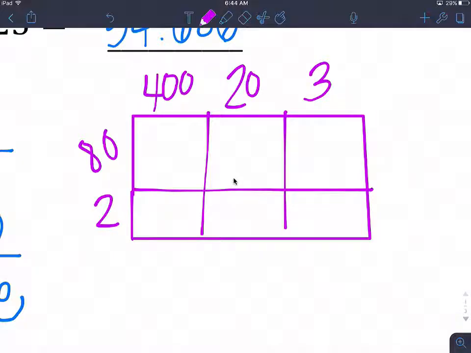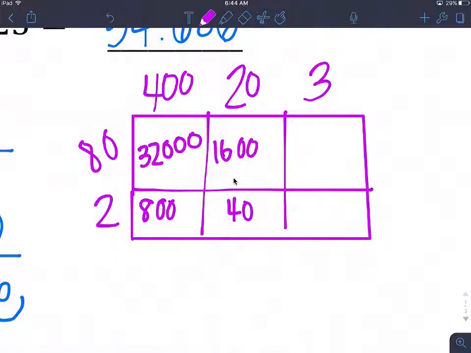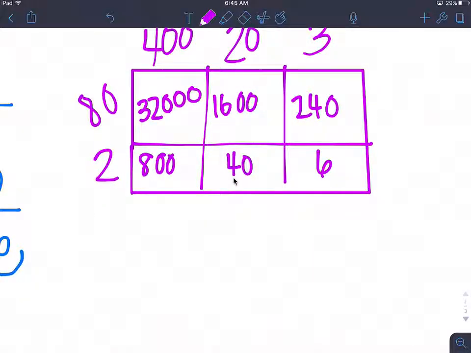So I can do 8 times 4 in my first box. 8 times 4 is 32, and then there were 3 zeros, so I need to add 3 zeros at the end. 2 times 4 is 8, add 2 zeros. 8 times 2 is 16, add 2 zeros. 2 times 2 is 4, add 1 zero. 8 times 3 is 24, add 1 zero. And 2 times 3 is 6. We don't need to add any zeros there. Now I'm going to very carefully line this up.